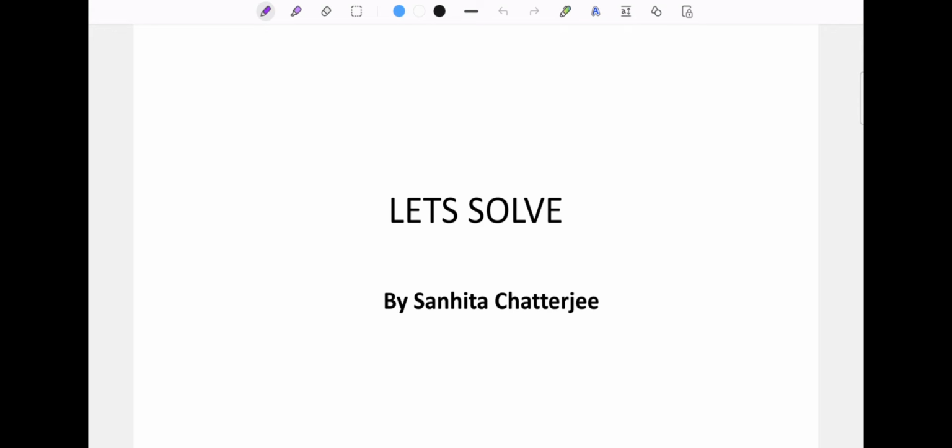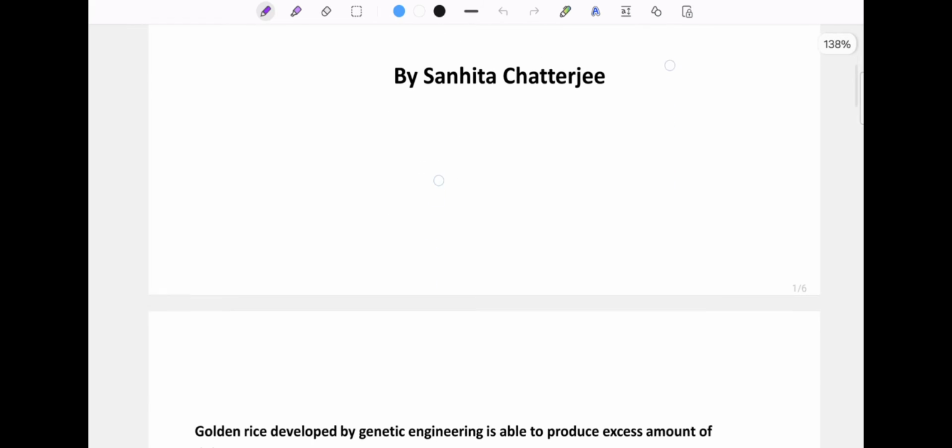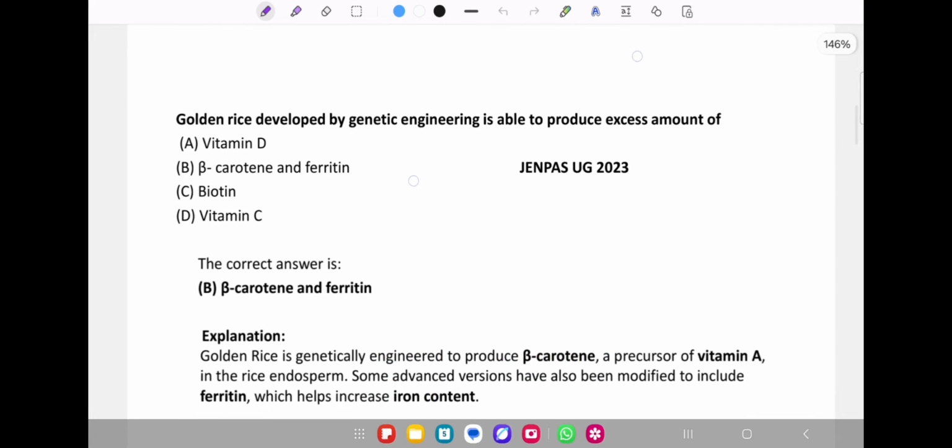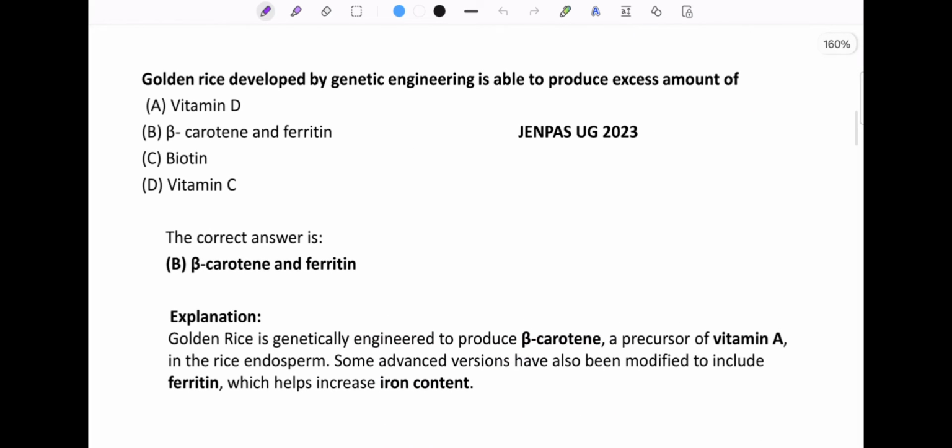And in today's class, very quickly we will solve two questions that are very important for any type of competitive exams, biotechnology exams, any type of competitive exams like NET, GATE, and the upcoming JENPAS-UG 2025 also. And for that we are going to discuss this important topic. So firstly, see the first question that has come.